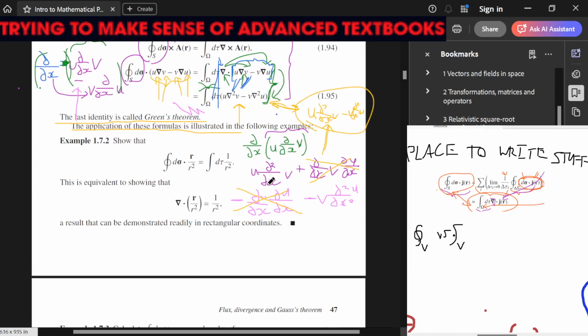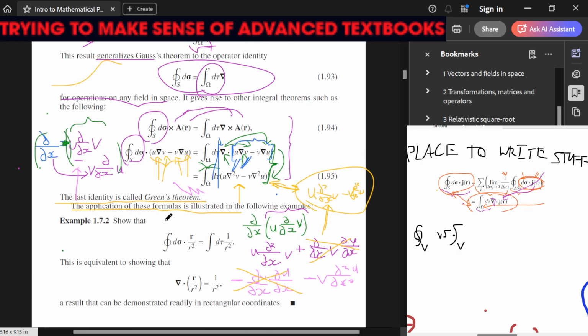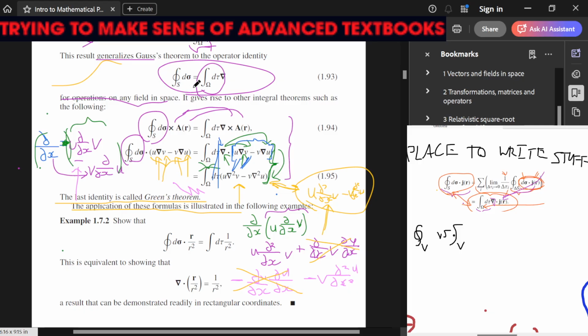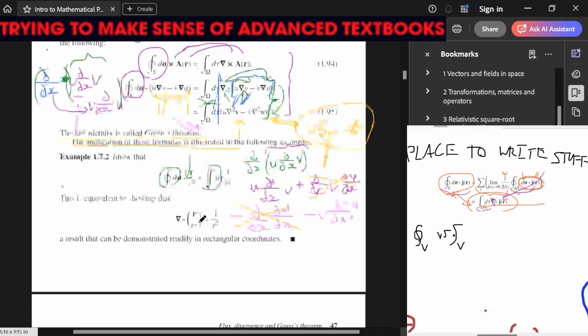Okay, break over. We move. So you can use these theorems to simplify weird stuff. Show that this equals this. This is equivalent to showing that... Why is there a dot here? This is equivalent to showing that the divergence of this equals this.